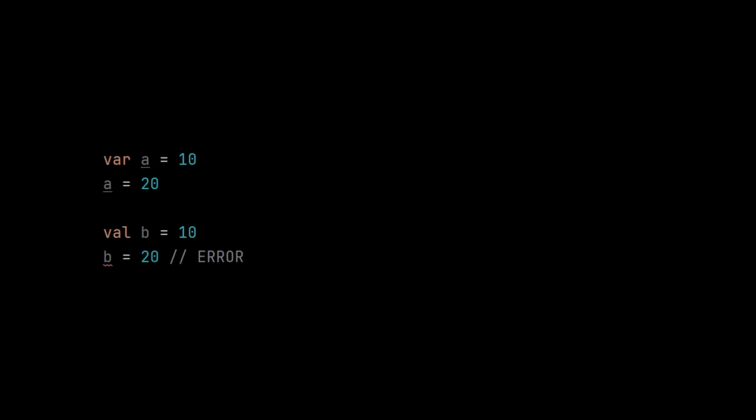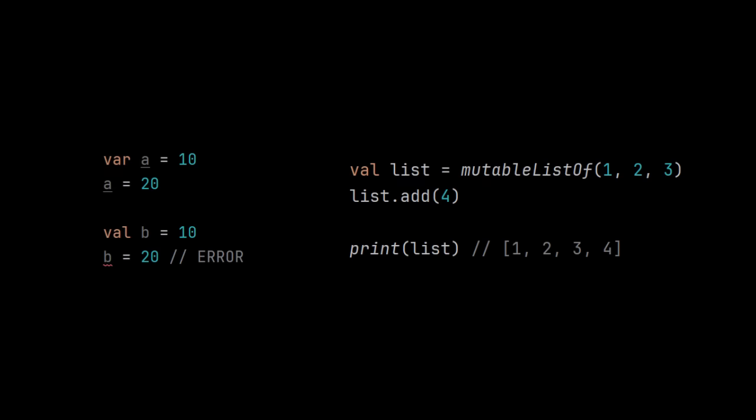Read-only properties. In Kotlin, we can make each property a read-only val, like value, or a read-write var, like variable. Read-only val properties cannot be set to a new value. Notice that read-only properties are not necessarily immutable or final. A read-only property can hold a mutable object.